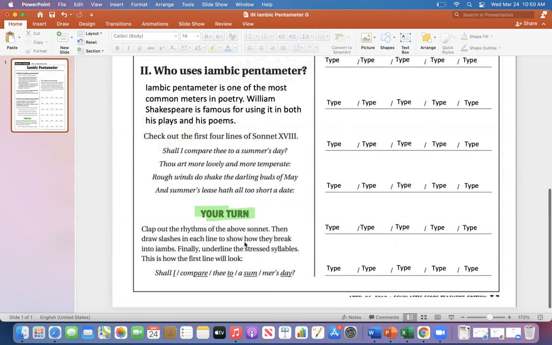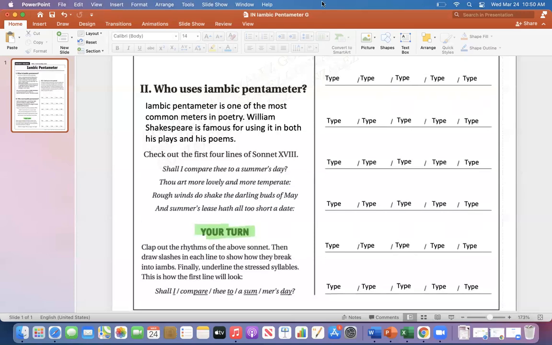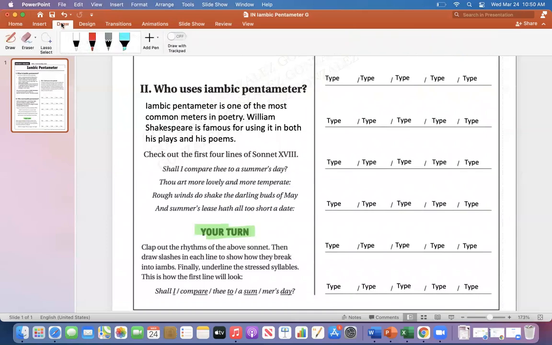What I want you to do is draw slashes in each line above to show how they break into iambs. So I'm going to do these first 2 with you because we already did it out loud. The easiest way to do this is to use the draw tool. If you couldn't figure it out when we did the drawing on this stage last week, then you can print this and write it in, or you can click in here, click on top of it, add this in, and then drag it over like this.